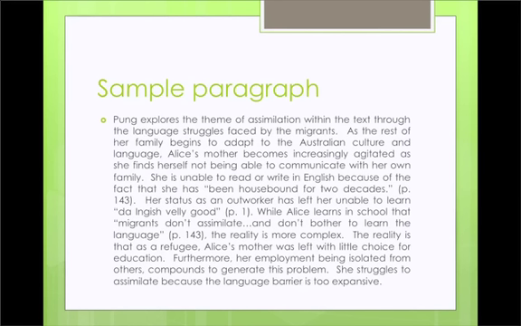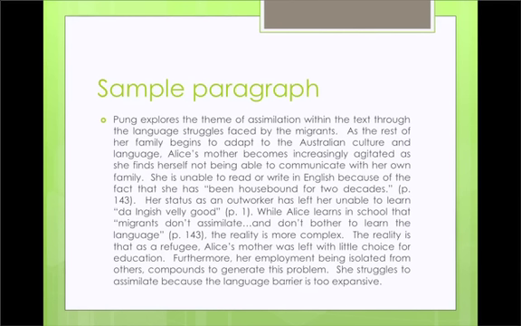While Alice learns in school that migrants don't assimilate and don't bother to learn the language, the reality is more complex. The reality is that as a refugee, Alice's mother was left with little choice for education. Furthermore, her employment, being isolated from others, compounds to generate this problem. She struggles to assimilate because the language barrier is too expansive.